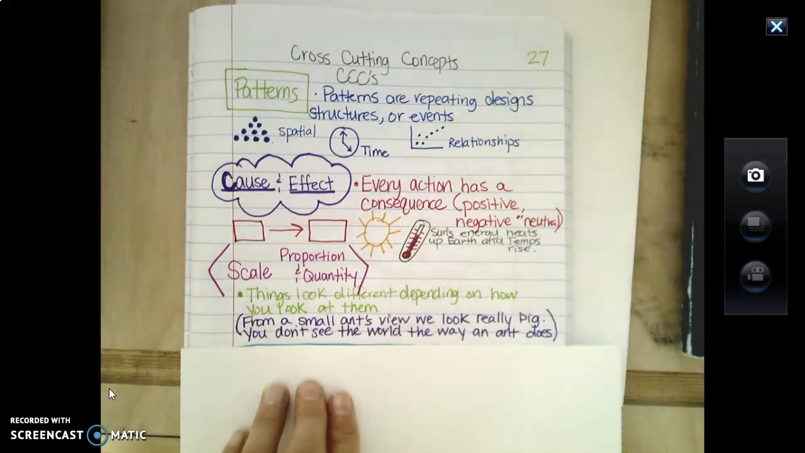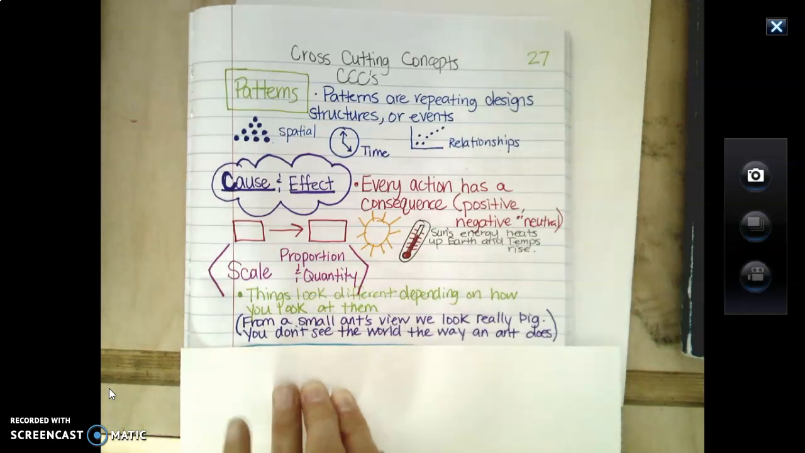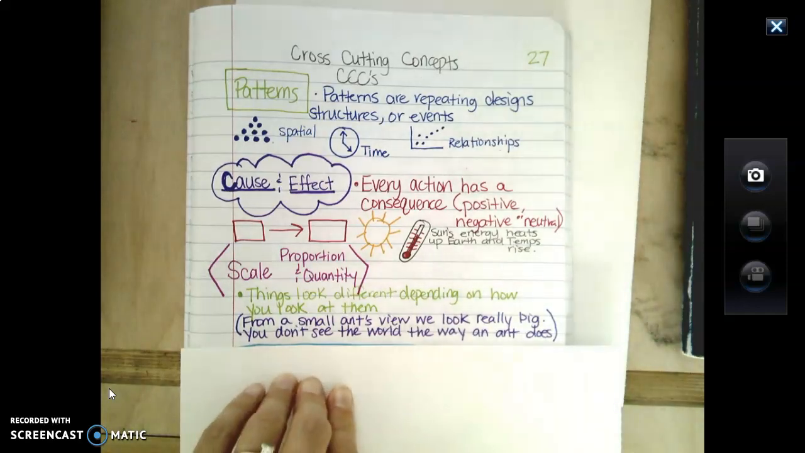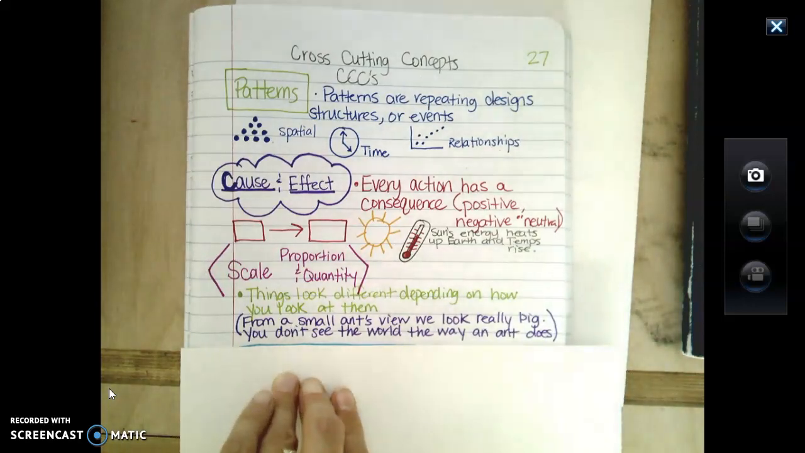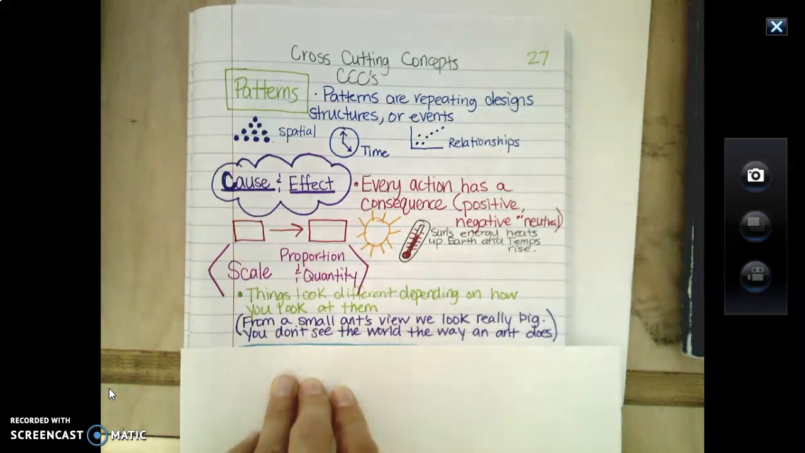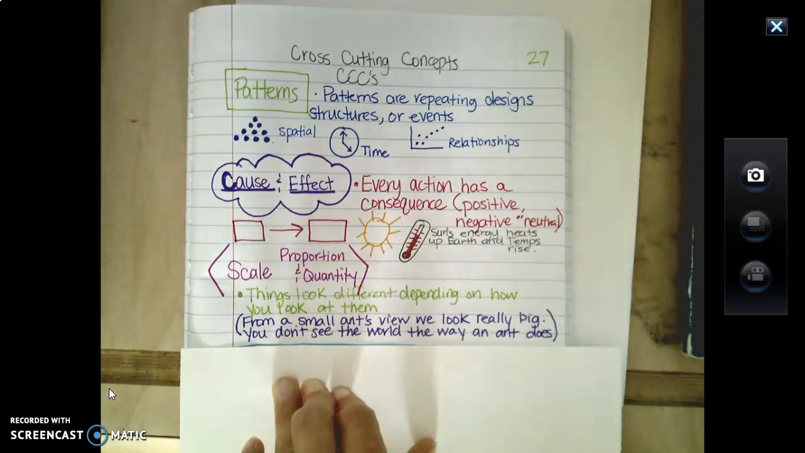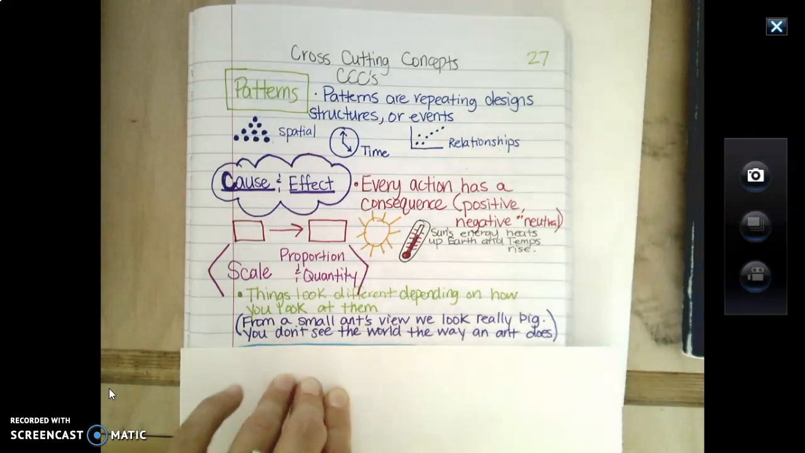If you were putting yourself in an ant's point of view, okay, from an ant's point of view, we look huge. If you've ever seen that movie, Honey, I Shrunk the Kids, it's a good way to kind of understand scale, proportion, and quantity. People see things differently depending on where they are. So you're not going to see the world the way an ant does because of the scale, proportion, and quantity.